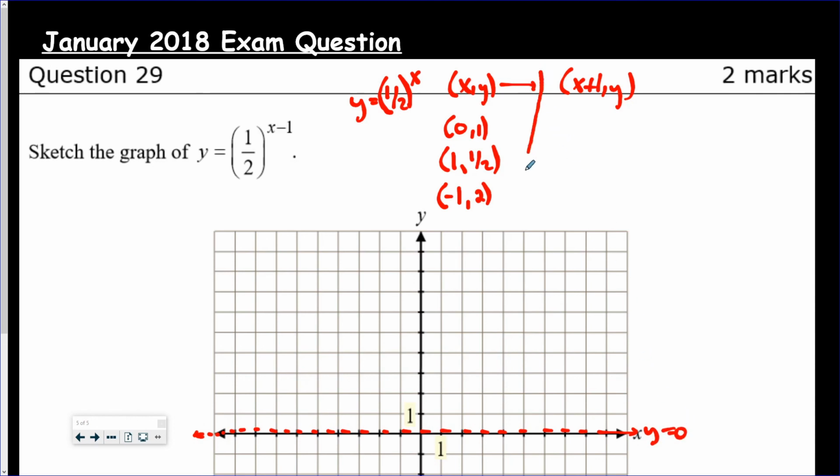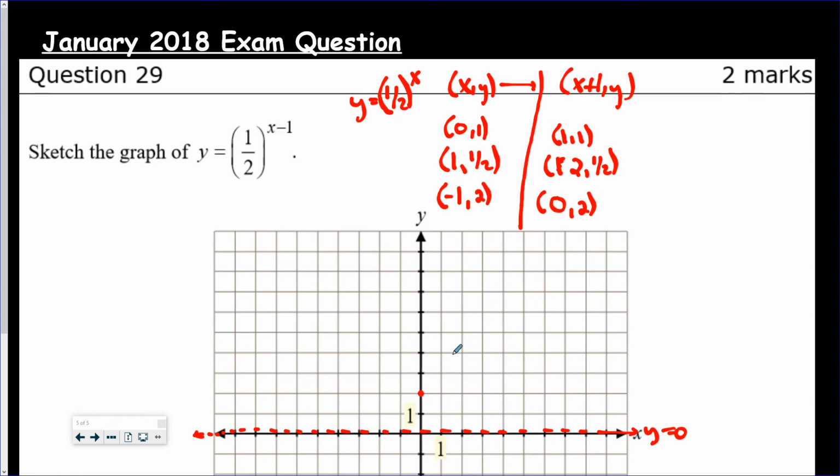And I can happily go and do these transformations. So this one, 0 plus 1 is 1. So we're going to have the point 1, 1. And we're going to have the point, 1 plus 1 is 2, so we're going to have the point 2 comma a half. And we're going to have the point negative 1 plus 1, which is 0 comma 2. Now this is the y-intercept, so it's a nice value, so they'll be expecting you to do it.